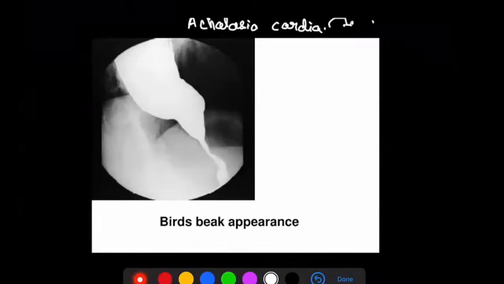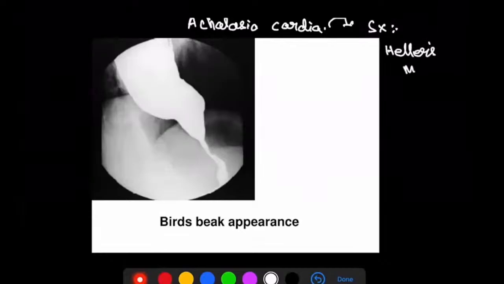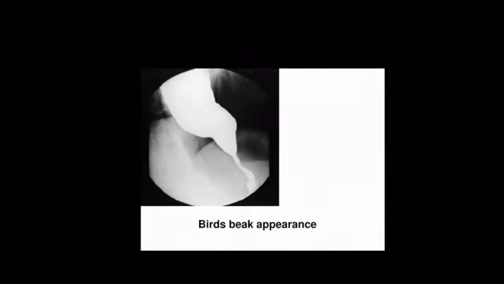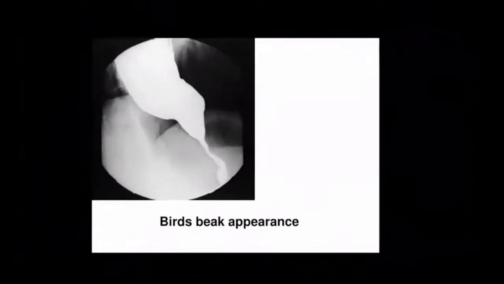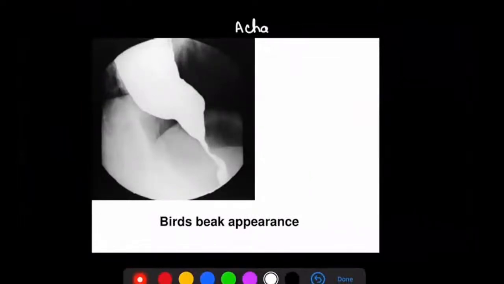Okay, this is a surgery question. What is the name of the surgery that you do for achalasia cardia? Heller's myotomy. Very good. Heller's myotomy is a surgical procedure in which the muscles of the cardia are cut, allowing you to eat food and the liquids to pass to the stomach. So this is achalasia cardia.